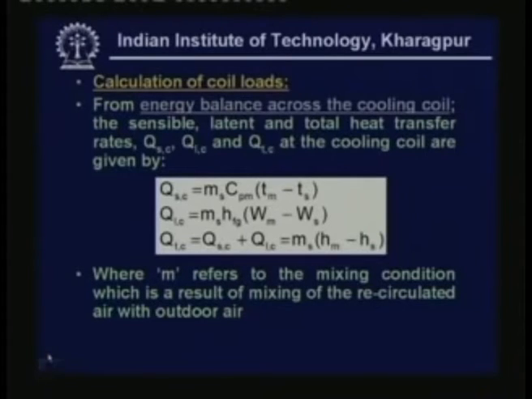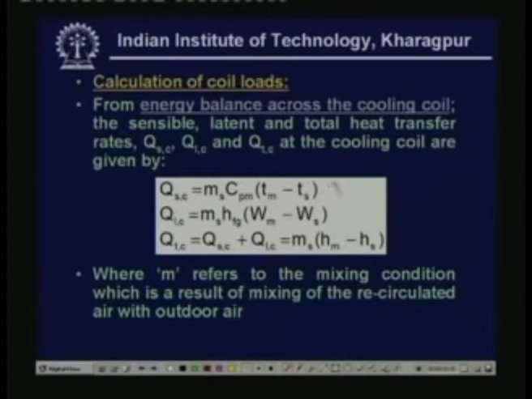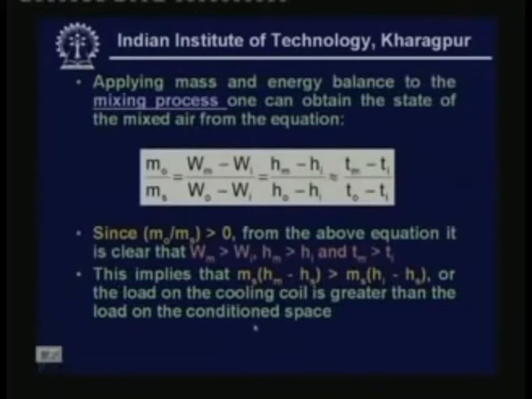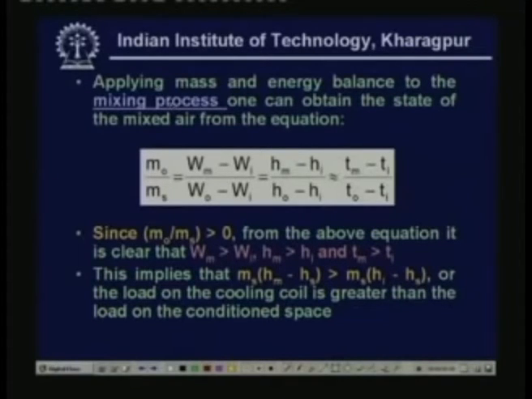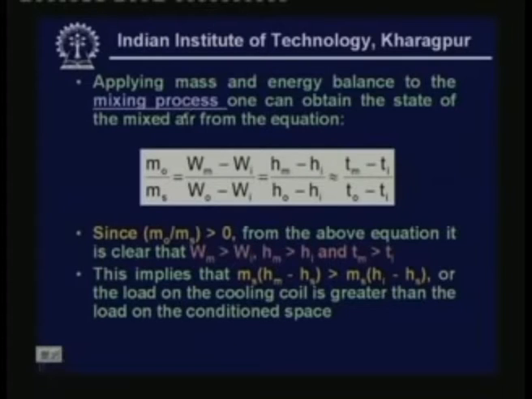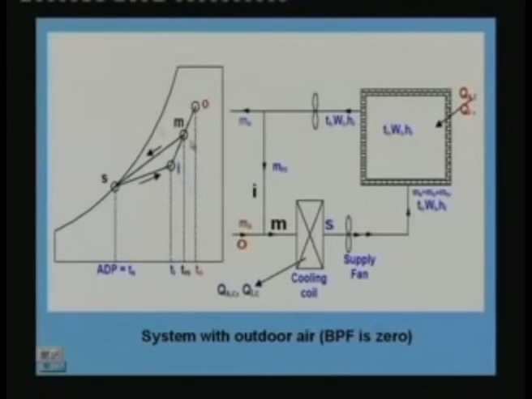If you do that, then you will find that for the coil, these are the different loads. This is the sensible load, this is the latent load, and this is the total load. And here, as I have already explained to you, M refers to the mixing condition, which is the result of mixing of the recirculated air with outdoor air, applying mass and energy balance to the mixing process. This we have seen in the earlier lectures: when two air streams are mixed, how do we find the exit condition? So here we have mixing of two air streams.